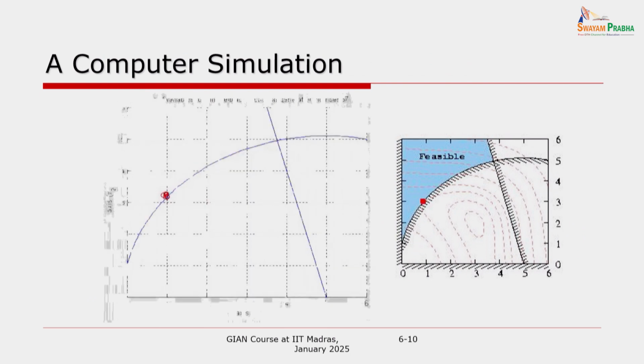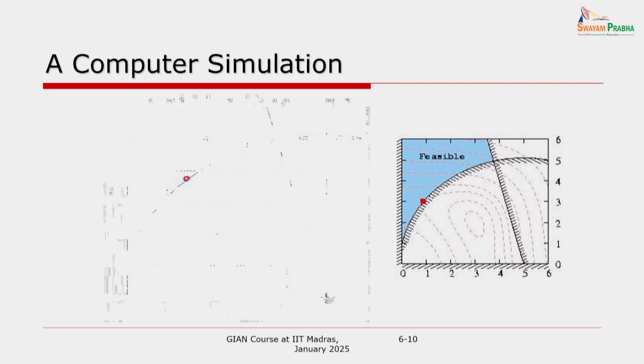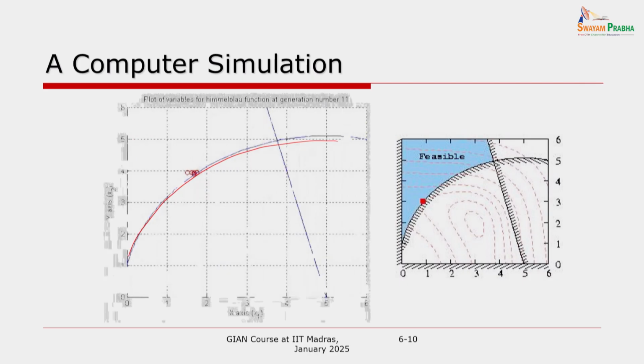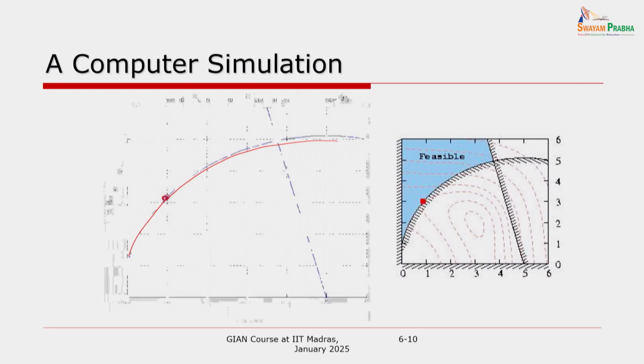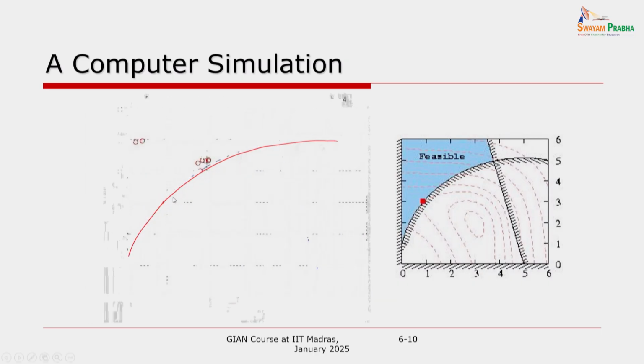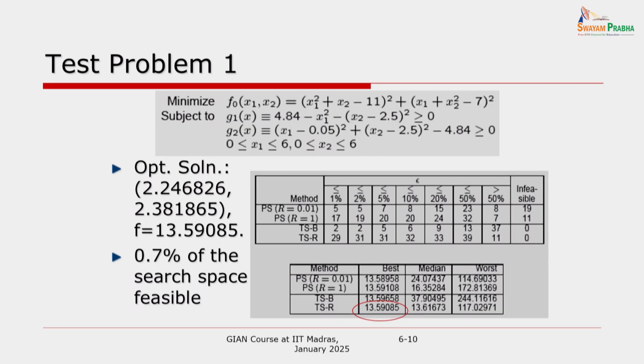So here is a simulation of how it works. Again, I don't know if you can see it, but this line here is the constraint, and initially there are points all over, but they go to the feasible region and they kind of creep towards this, because the optima is somewhere there, optima is somewhere here. Okay, and it works with this idea very nicely.